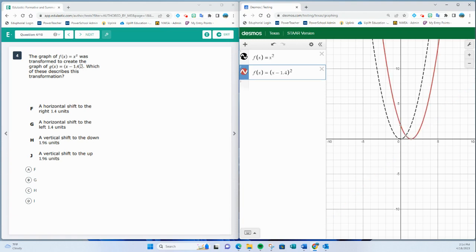They gave us this transformed one. And now we're just seeing what happened. To go from the dotted to the red, this moved to the right. So it moved horizontally, meaning left and right. And it went to the right instead of the left. So we would say F. This moved to the right.